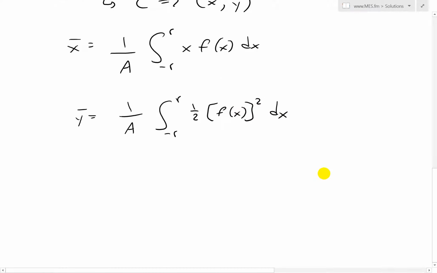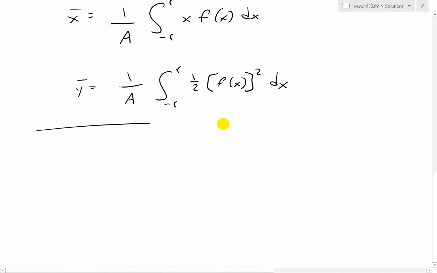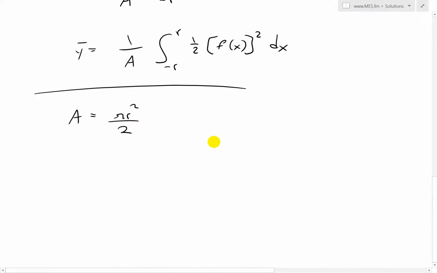So we have these two formulas, and we know the area of that semicircle is the area of a full circle, pi r squared, divided by 2. Again, you can see the proof of the area of a circle in my earlier video.